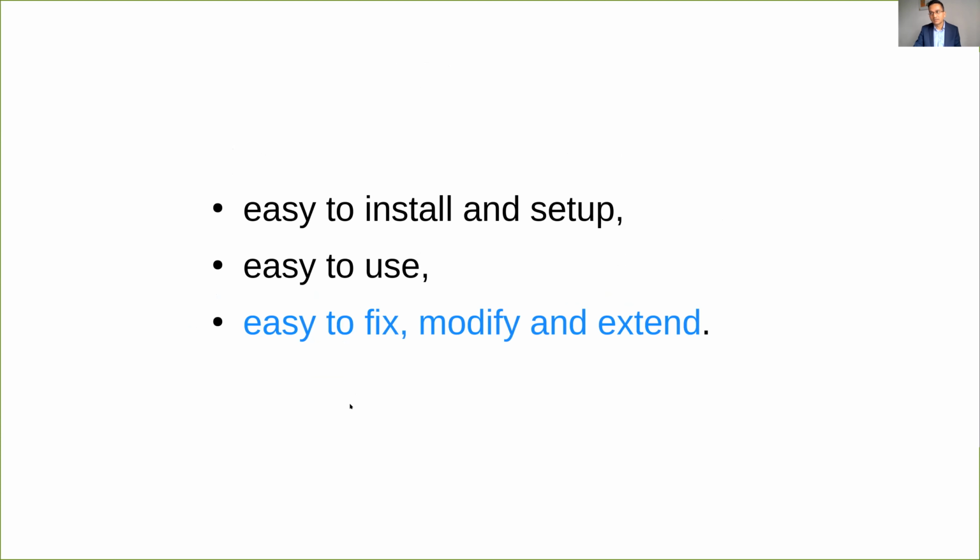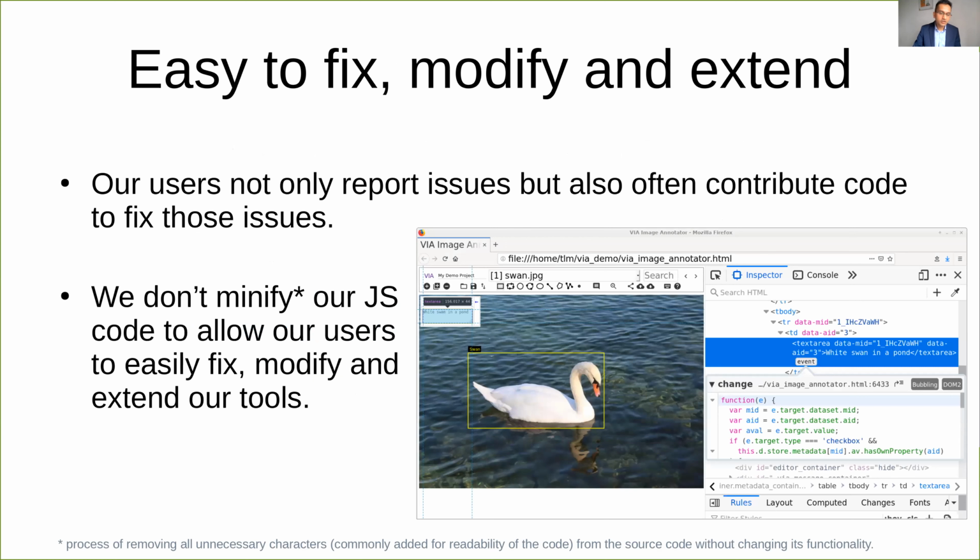And finally, the third learning that we had in this software is that the software should be easy to fix, modify, and extend. Now, we have a lot of users who not only report issues to us, but they often contribute code to fix the issue. And they also contribute code to add new features that improve the software. A reason behind that is because we have made our code easy to understand. We have made our code open source, and then we have made our code more easily accessible to users when they are using this application.